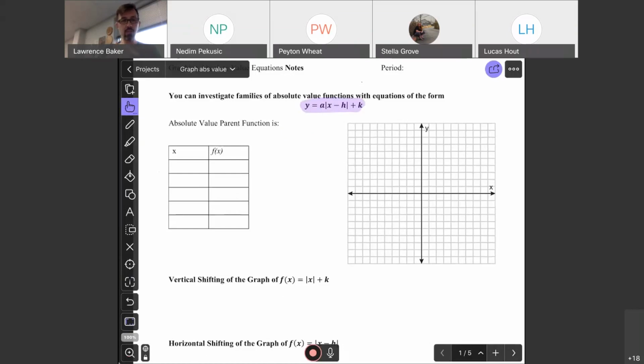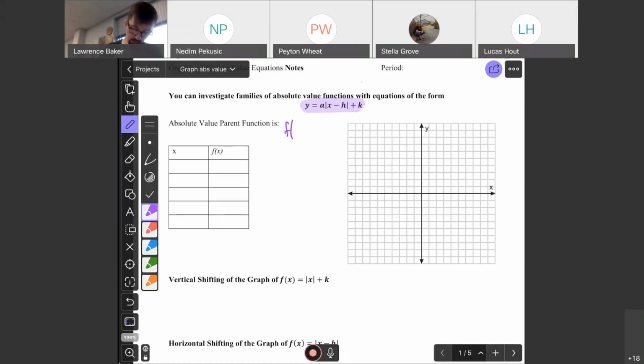Again, we're trying to get you guys prepared to do some of the stuff that we saw coming up in the online homework that we want to make sure you were able to do. So that's why we went back over lines, and we're doing this again. So the absolute value parent function is f of x equals the absolute value of x.